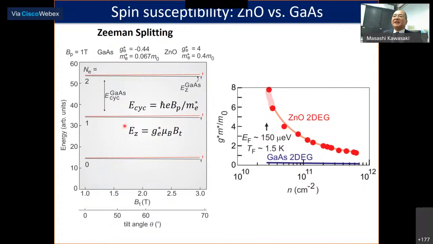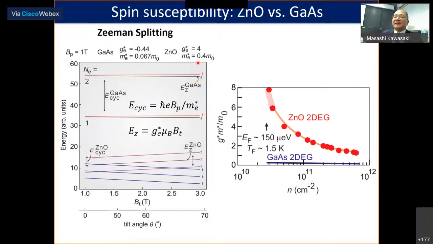Okay, and the other very important parameter is spin susceptibility. In vacuum, the g value is 2, right? In gallium arsenide, the g value is very small, like 0.4, but in the case of zinc oxide in bulk, g is 4, 2 times greater than in vacuum. And if you look at all these quantized levels, and you apply a magnetic field, then the upspin band and the downspin band split. But in the case of gallium arsenide, this is very small.